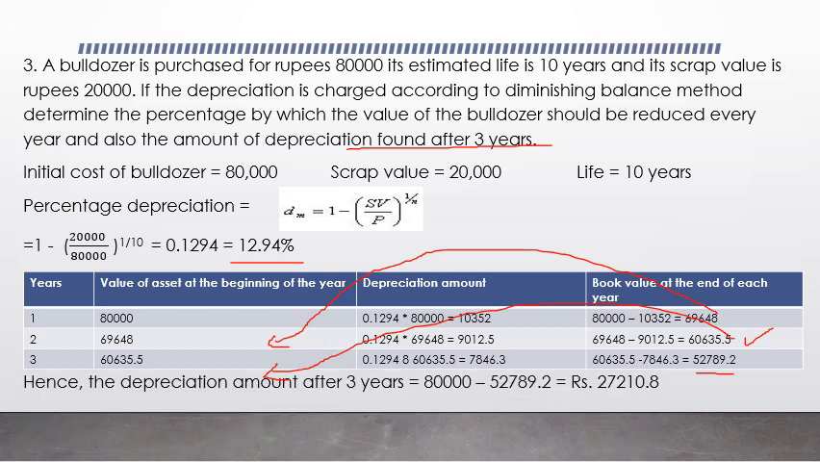When you have these calculations, calculating the depreciation fund after third year or whatever it is, everything is very easy. So depreciation amount at the end of third year is initial value minus book value at the end of third year, that is 27,210. You can add these three values, depreciation of first year plus second year plus third year, that will also give the same answer, or else you can subtract the book value at the end of third year from the initial value, that will also give you the total depreciation amount at the end of third year. Both are one and the same.